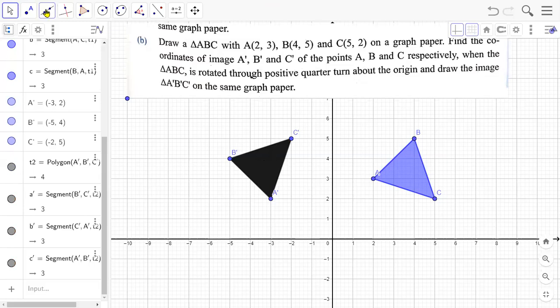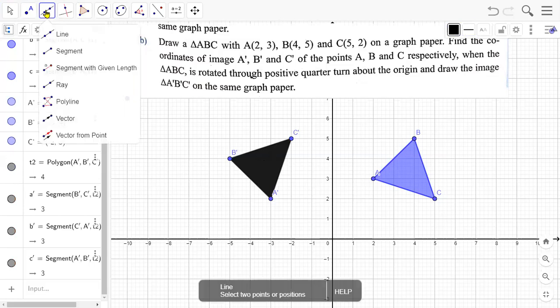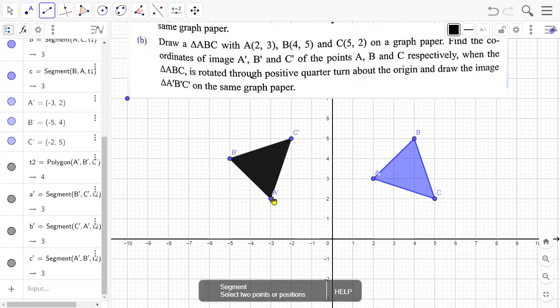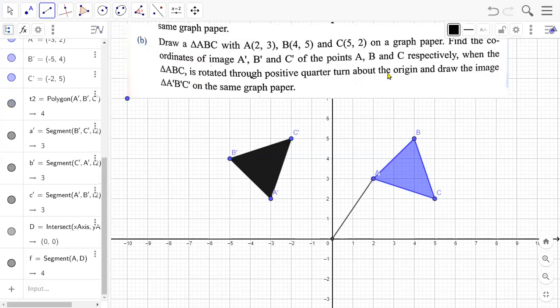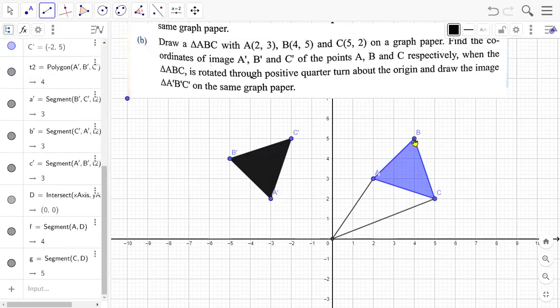Sir, naming. Line joining. Yes, first join A to the center. Here the center is the origin. Yes sir, the question also says about origin. So we have to connect all the vertices to the origin. Let's connect all of these to the origin like this. And these connecting lines should be dotted.